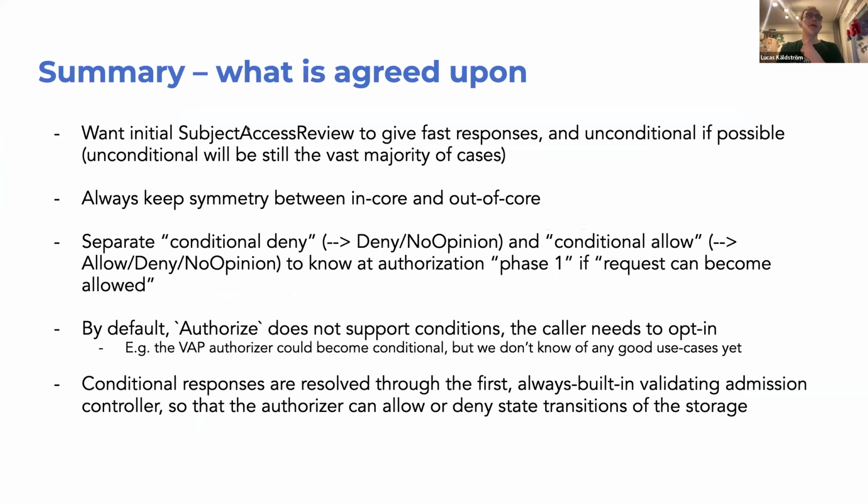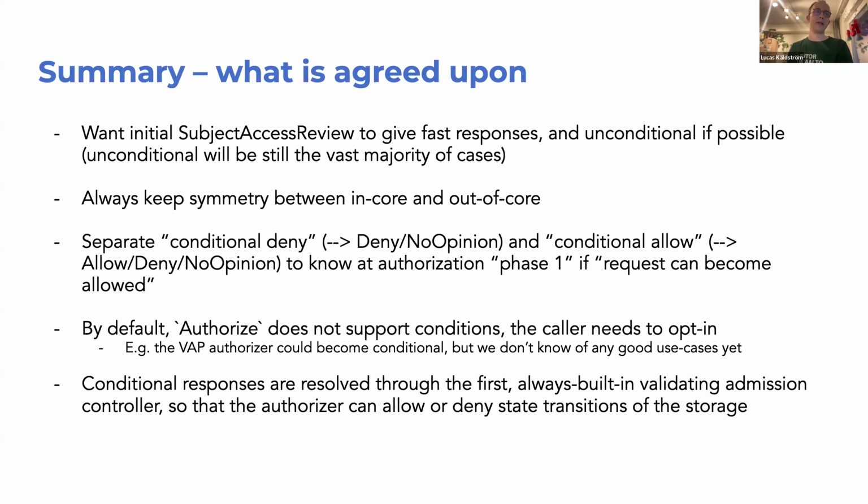Yeah, just to summarize, nothing new here, but we want to make the subject access view give us fast responses initially, and especially we want to keep everything that can give us an unconditional response. We want to see that and go through the normal flow for all of those things, which is probably going to be 95+% at least.